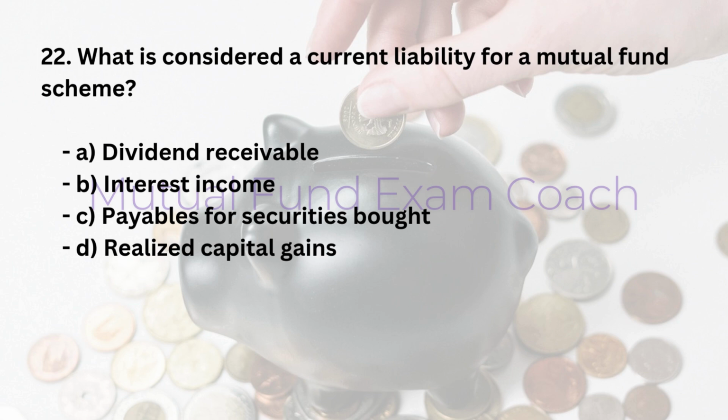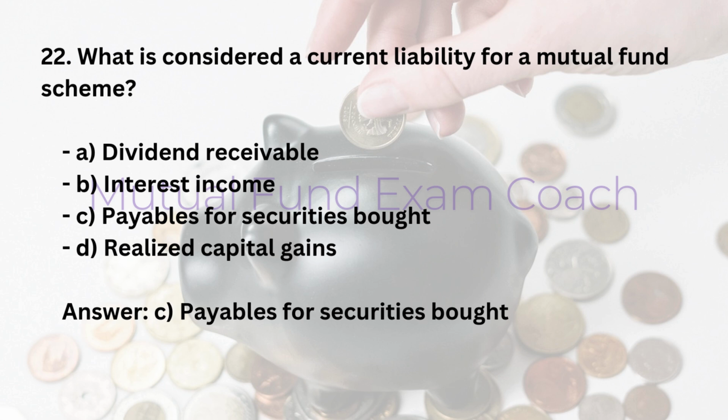22. What is considered a current liability for a mutual fund scheme? A. Dividend receivable. B. Interest income. C. Payables for securities bought. D. Realized capital gains. Answer, C. Payables for securities bought.